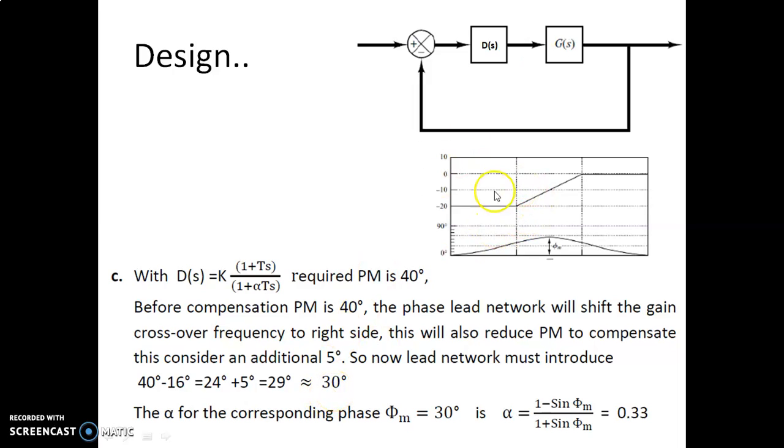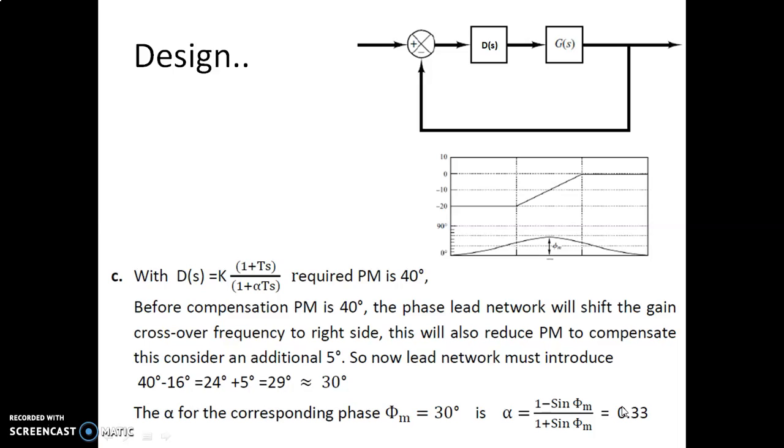In the design of this phase lead network, the transfer function is given by 1 plus ts by 1 plus alpha ts, where alpha is obtained from the required value of maximum phase shift. Since the maximum phase shift required is plus 30 degrees, you can get the value of alpha using this equation, that is 1 minus sin phi m by 1 plus sin phi m, which comes out to be 0.33 for this particular case.